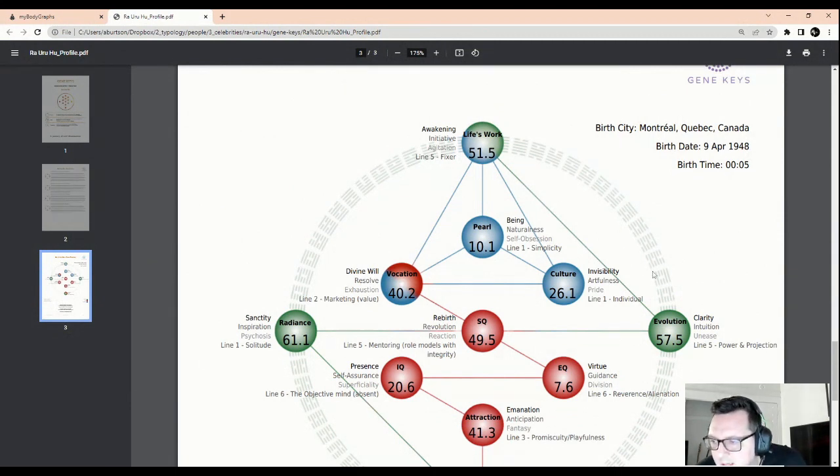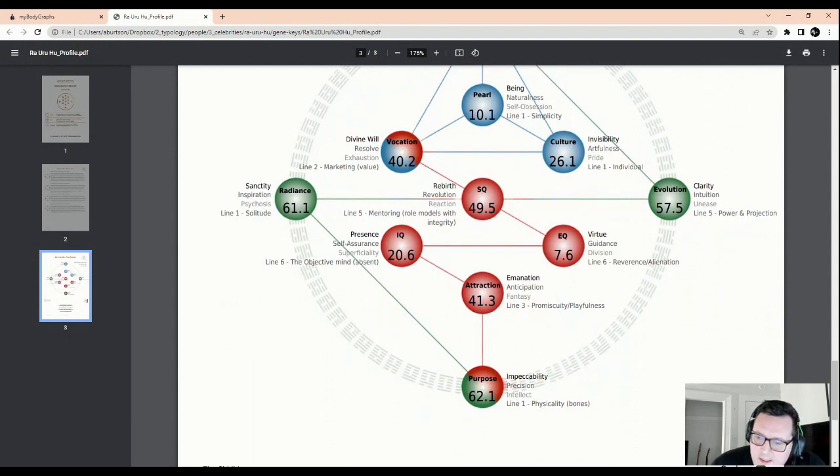So that's a quick description of them. 57, which is the one that's in the spleen center, the shadow is unease, the gift is intuition, and the siddhi is clarity. For 61, the one that's in the head, the shadow is psychosis, the gift is inspiration, and the siddhi is sanctity. And for 62, the one that's in the throat, pointing up towards the mind center, the shadow is intellect, the gift is precision, and the siddhi is impeccability.